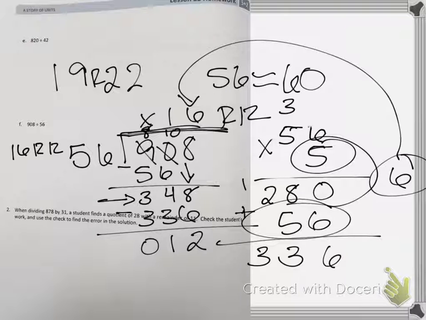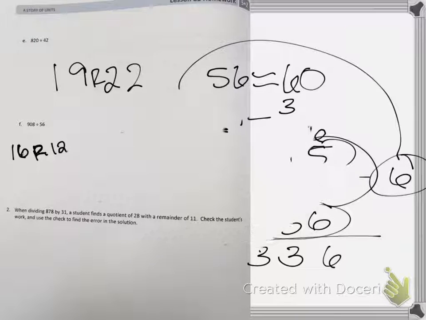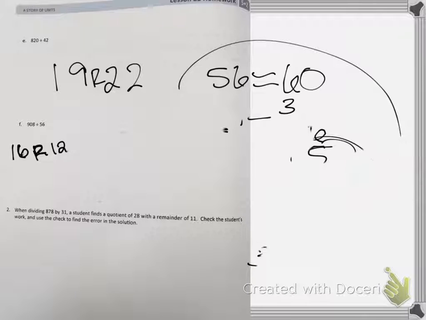My remainder 12 looks the same. It looks like remainder 12. Let me fix that. There we go. Let me erase all this so I can prove my work. Make sure I did this completely right.